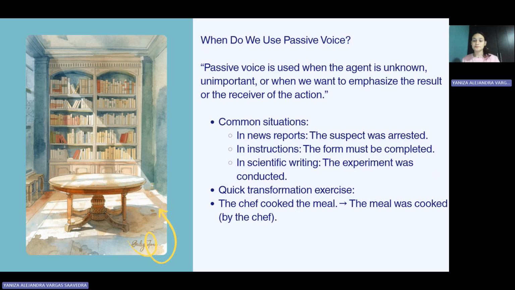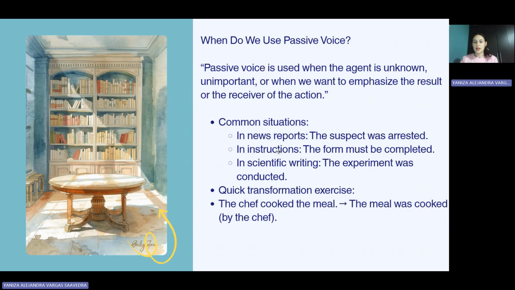But what are the common situations where we use the passive voice? In news reports, in instructions, the form must be complete. In scientific writing, the experiment was conducted. Now a transformation exercise. The chef cooked the meal is active voice, but in the passive voice the meal was cooked by the chef. Okay, very good.